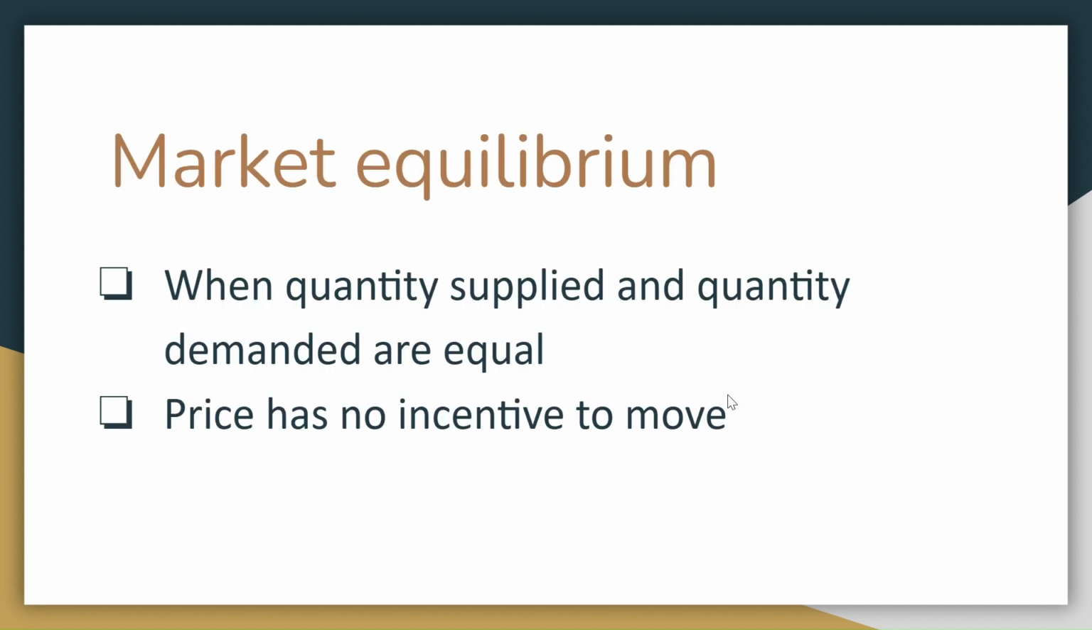Moving on to market equilibrium. Market equilibrium is simply when quantity supplied equals quantity demanded. That way, neither the producer nor consumer will have incentive to change their price or what price they desire for the product. So you will reach a balance, therefore equilibrium.